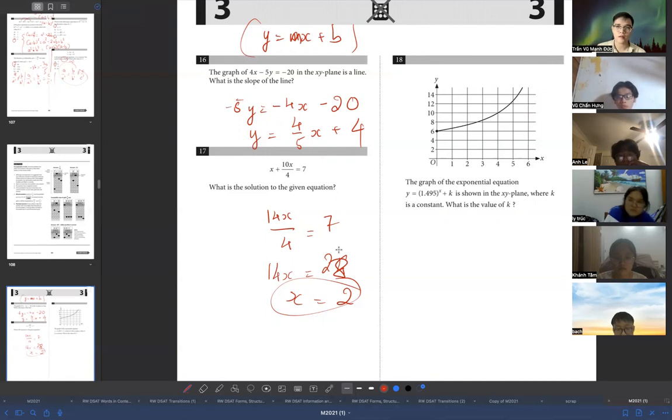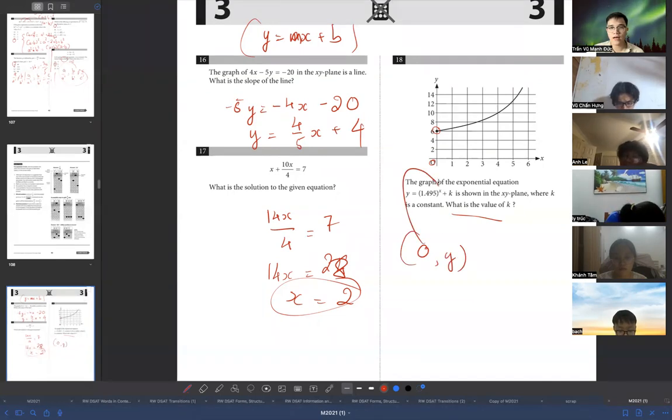Okay, if you haven't encountered this, let me just introduce it to you. What is the value of k? You can see that this starts with 0. So this will be the y-intercept, and the y-intercept has the coordinate of 0 and y, right? So we're just going to plug in 0 for x. We have y equals 1.495 to the power of 0. How much is it?